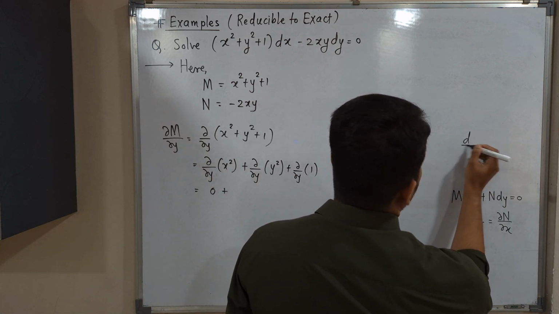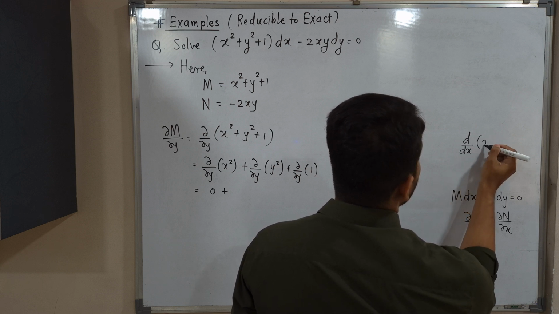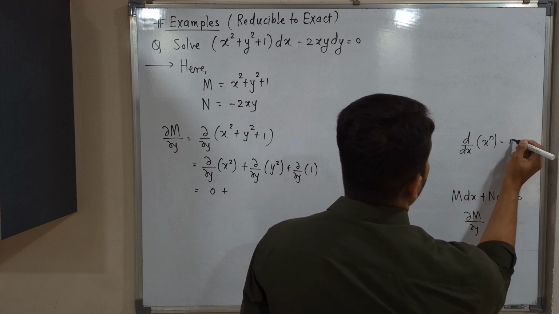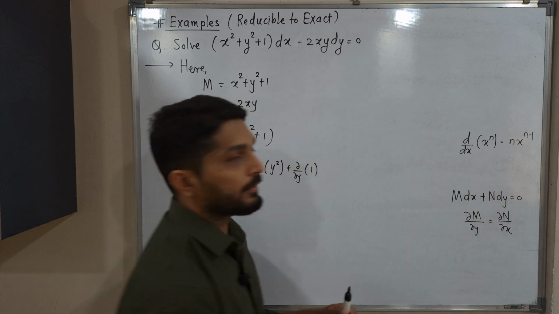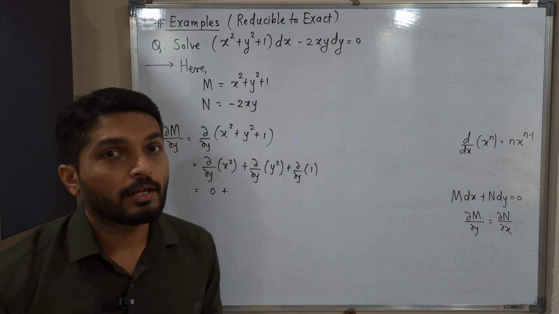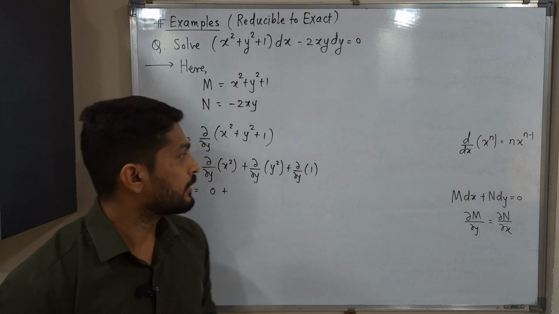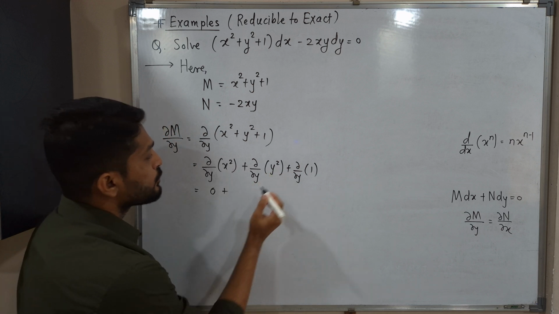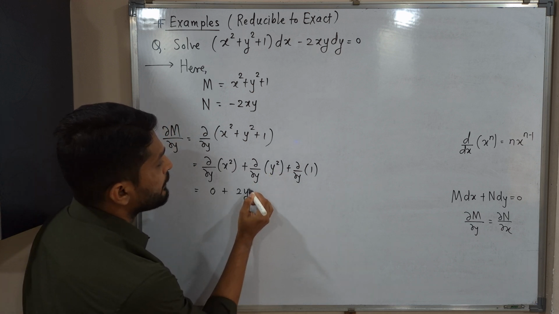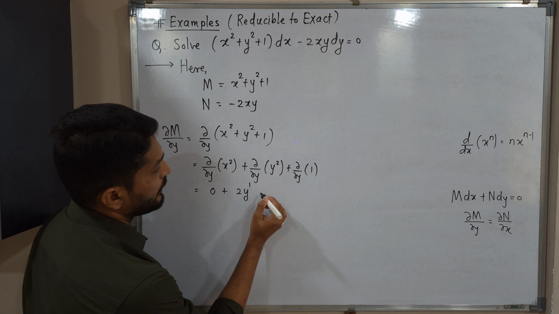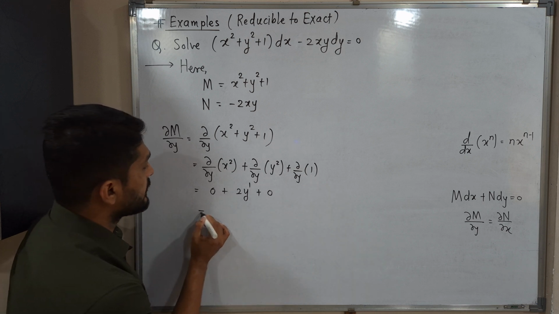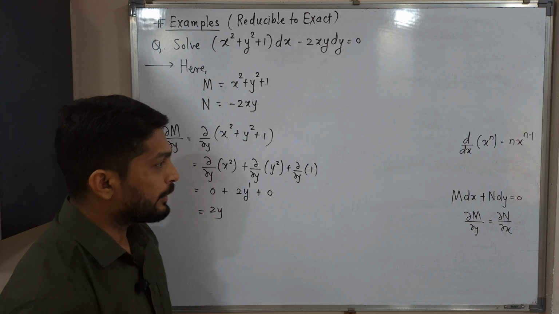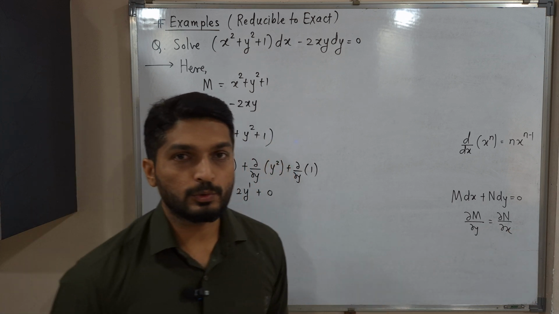Derivative of y square, so we are familiar with this formula, let me tell you. The derivative of x raised to n is n x raised to n minus 1. So when we take derivative of such a term, whatever the power, we write it first and we reduce the power by 1. So here the power is 2, so we can write 2. We reduce it by 1, 2y, y raised to 1. Derivative of 1 is 0, since 1 is constant. So the answer is 2y.